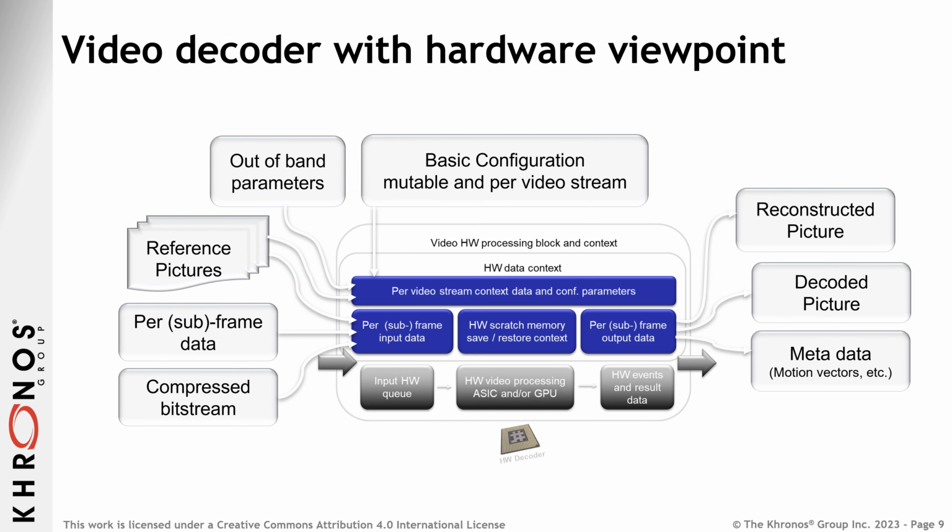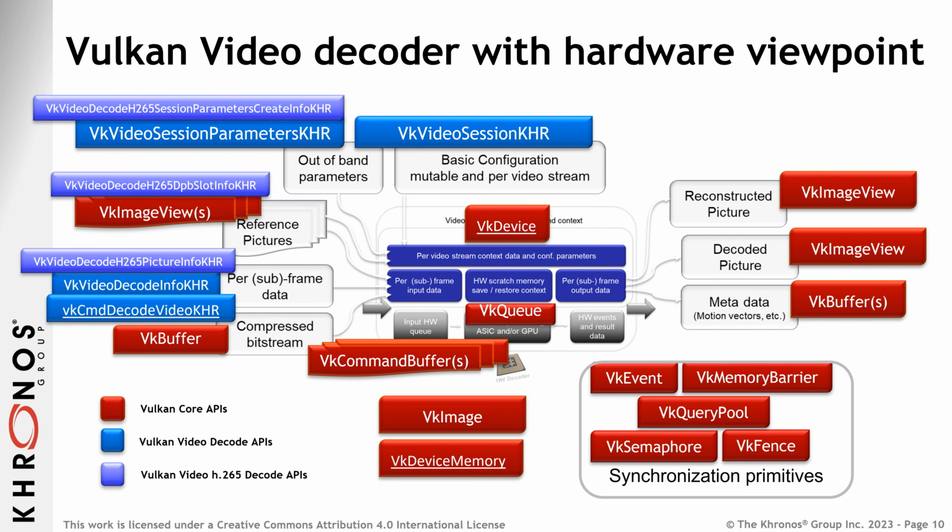This diagram shows the overlay of the hardware block with its context and the decoder's inputs and outputs. Let's now include in the diagram the corresponding Vulkan core and video objects. Similarly to the rest of the Vulkan queue families, we've got in the middle the VK device containing some of the hardware context and the hardware queues. The video commands, along with the references to per frame and stream parameters, the input and output resources are recorded ahead of time in Vulkan command buffers.